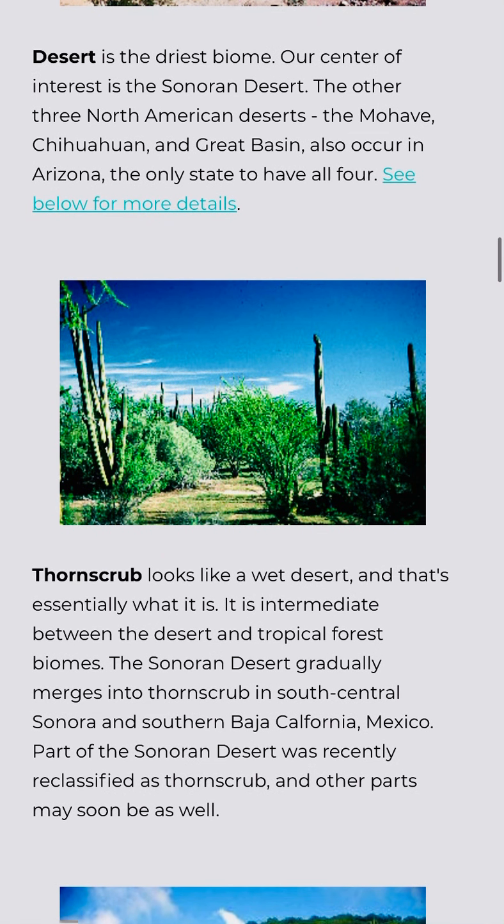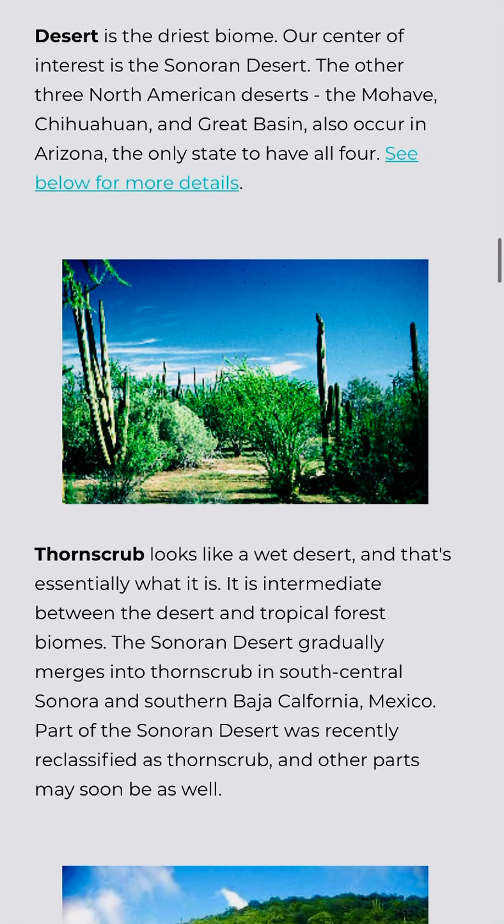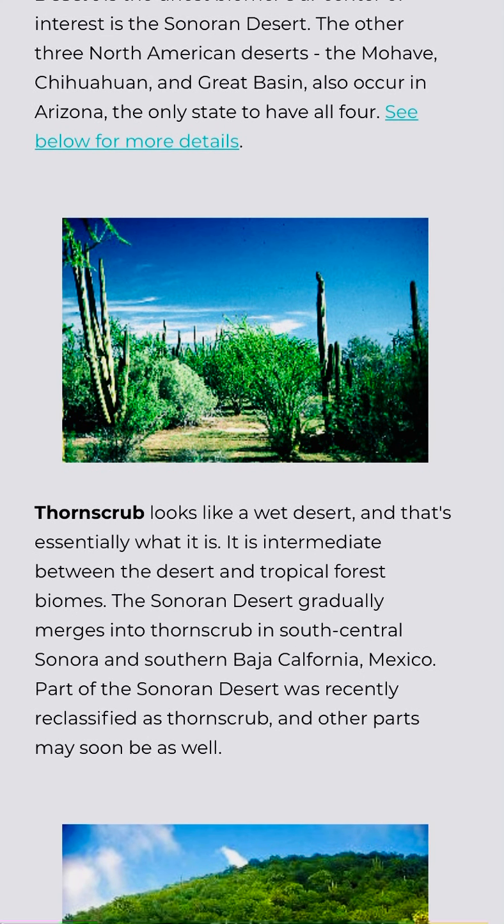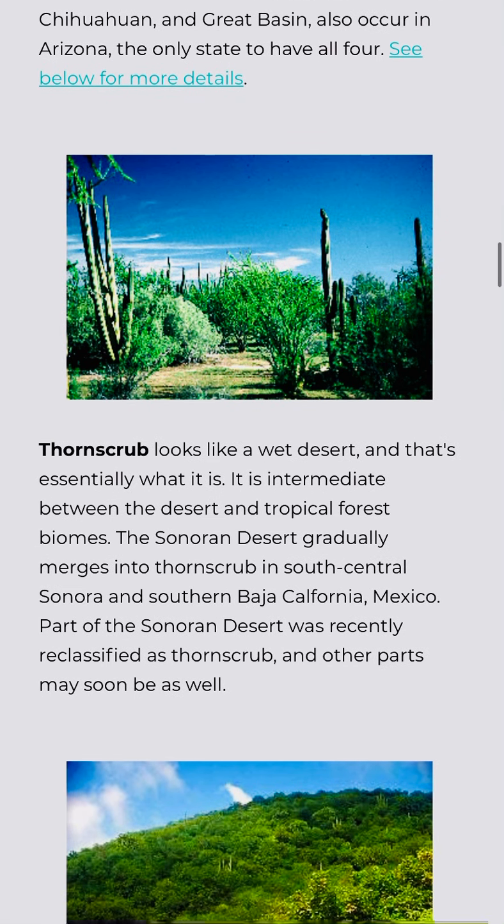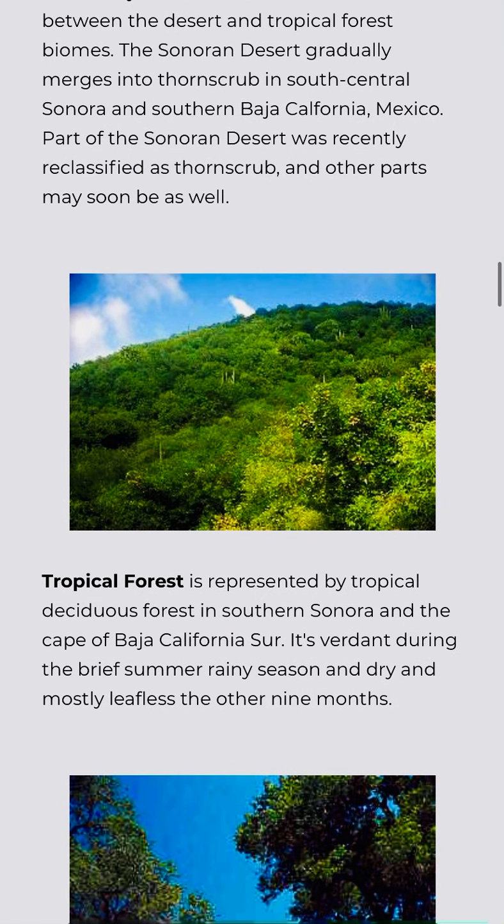Thorn scrub looks like a wet desert, and that's essentially what it is. It is an intermediate between the desert and the tropical forest biomes. The Sonoran Desert gradually merges into thorn scrub in south central Sonora and southern Baja California, Mexico. Parts of the Sonoran Desert were recently reclassified as thorn scrub, and other parts may soon be as well. Tropical forest is represented by tropical deciduous forest in southern Sonora and the Cape of Baja California Sur. It is verdant during the brief summer rainy season and dry and mostly leafless in the other nine months.